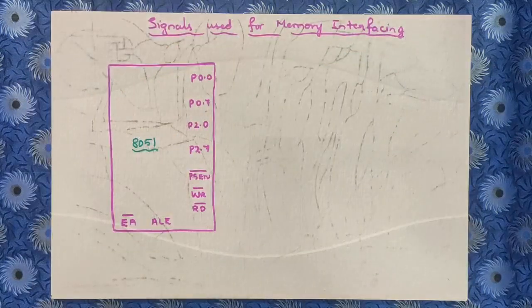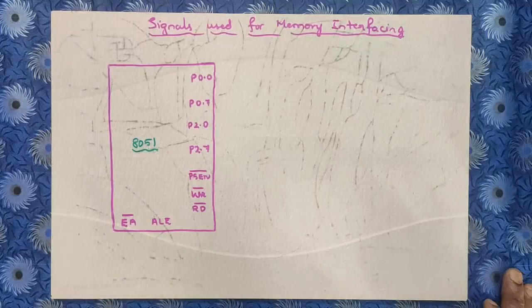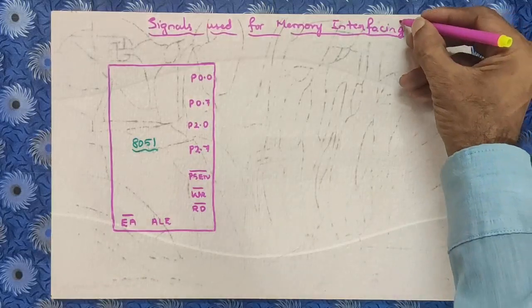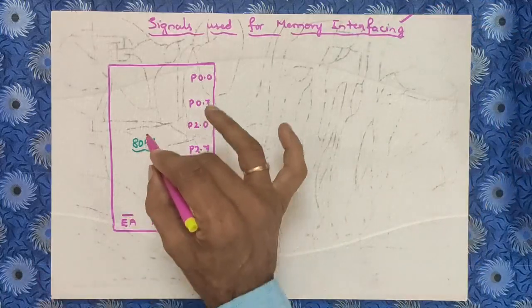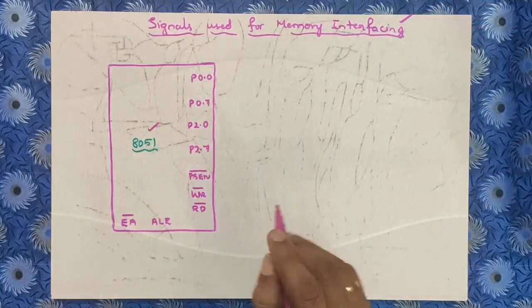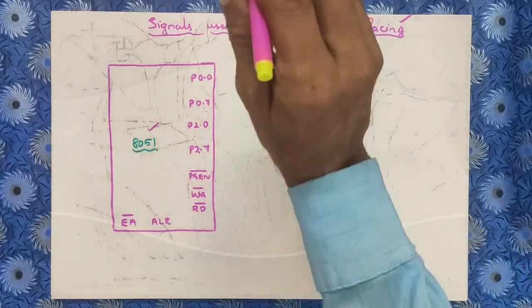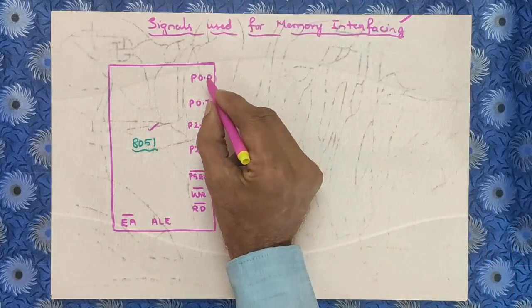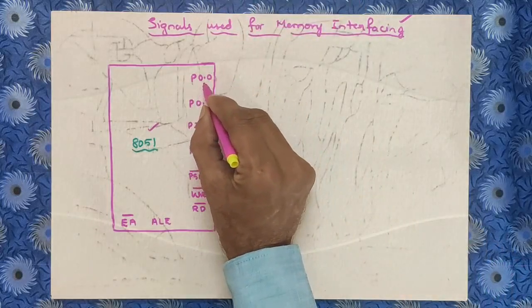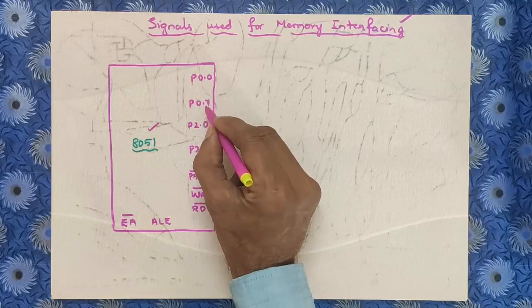Okay, in this slide, we will understand what the signals are that are used for memory interfacing. This is very important. I have just drawn the 8051. First are the address lines. In the previous slide, I told you that a maximum of 16 address lines are available. Which are those? This is P0.0, that means port 0, 0th pin to 7th pin.